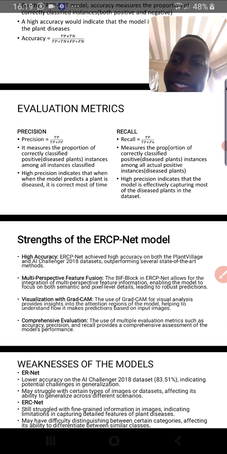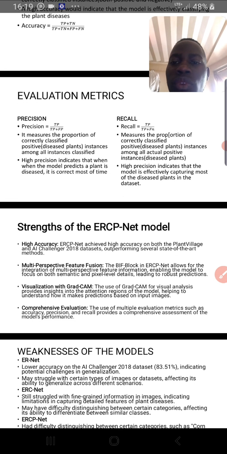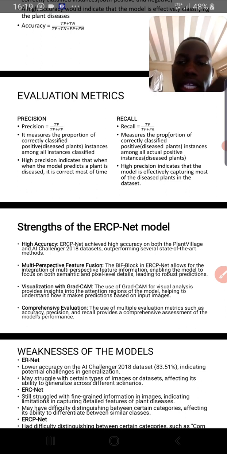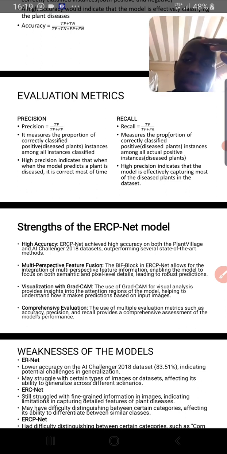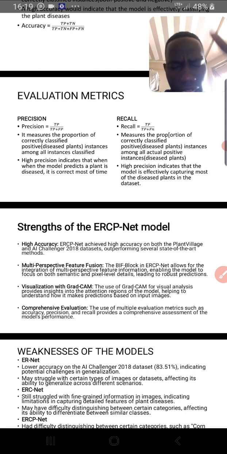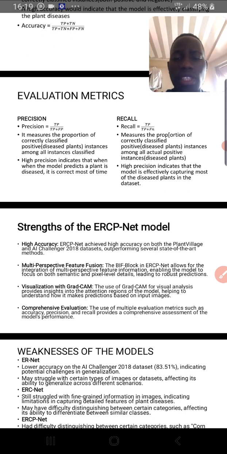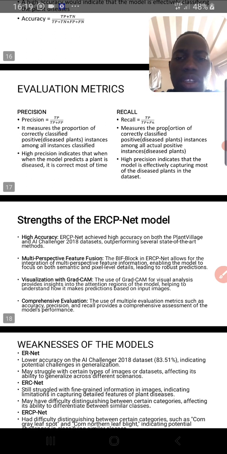And high precision here would indicate that when the model predicts that a plant is diseased, it is correct most of the time. And then recall indicates that the model is effectively capturing most of the diseased plants in the dataset. That is when there is high recall.